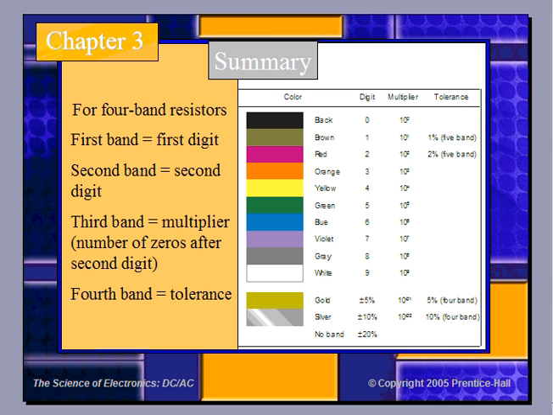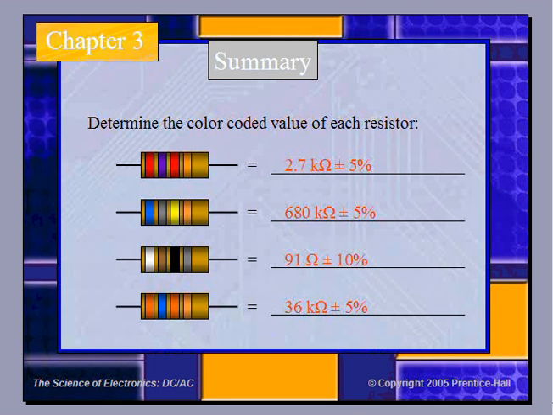4-band resistors. The first band is the first digit, the second band is the second digit, the third band is the multiplier or the number of zeros, and the 4th band is the tolerance.